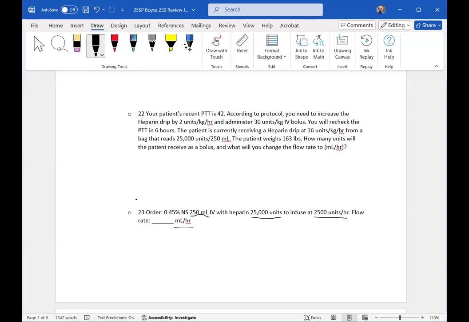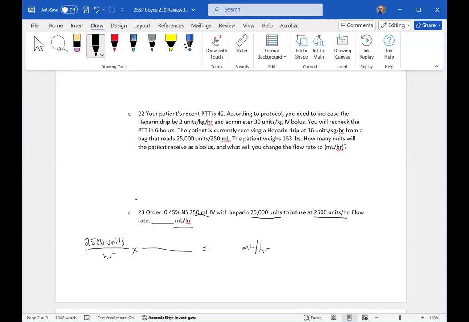All right. So what's going to happen here is we're going to go with our flow rate, and I'm going to start off with my flow rate, which is 2,500 units per hour. Again, this is just my preference. If you have another way of solving this, this is just how I do this. Okay. Now, what I'm looking for, my ultimate end, is I want to know how many milliliters per hour this is going to be. So that's what I'm looking for.